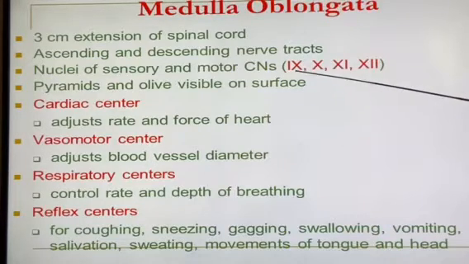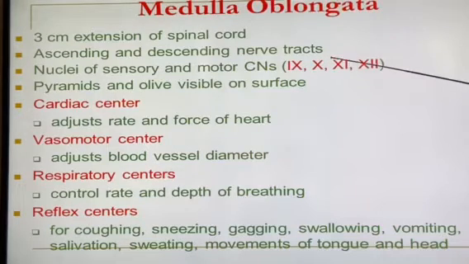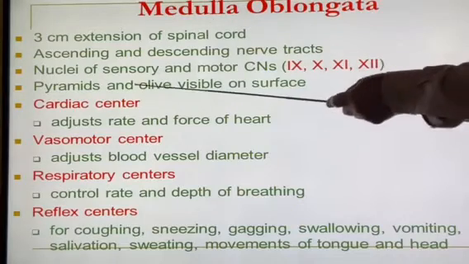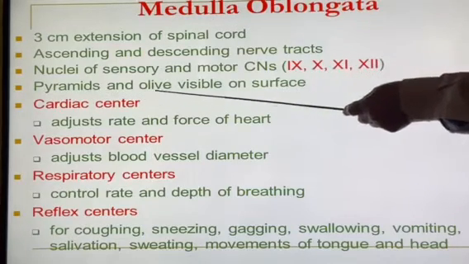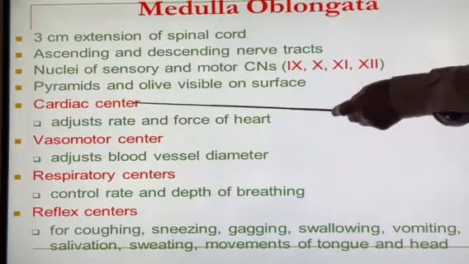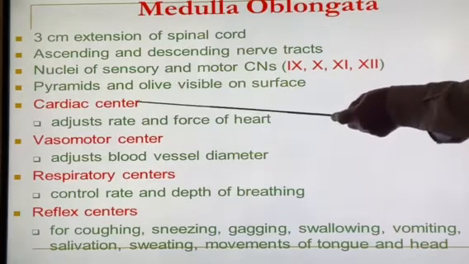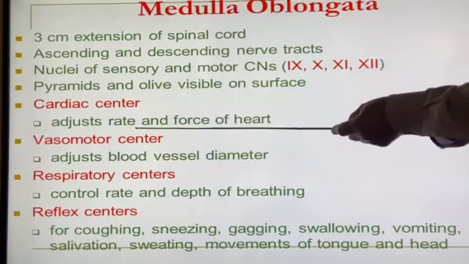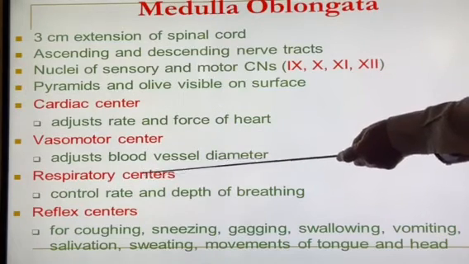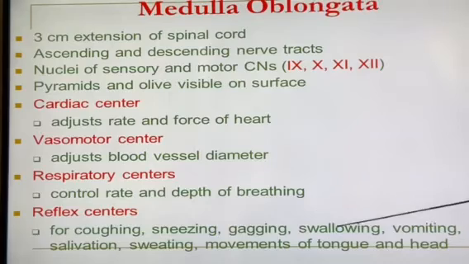They are the glossopharyngeal, vagus, accessory nerve, and the hypoglossal. We have in the medulla what we call the pyramids, I will show you, and the olive. And of course we have many centers: a center responsible for the heart, another for the respiratory, a third for reflexes, and so on.